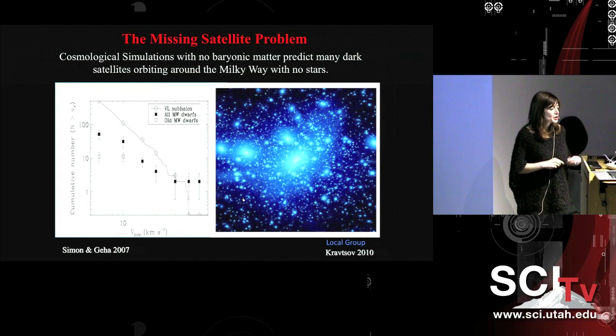But it's true that this new class of dwarfs is helping in matching the numbers. And so, of course, this is a theory. The colder matter is just a theory, but we know that it can explain.